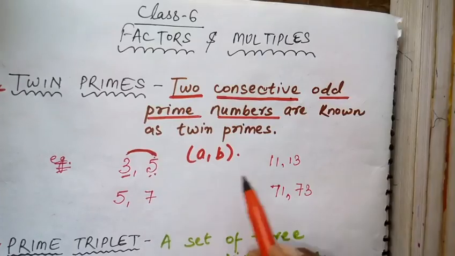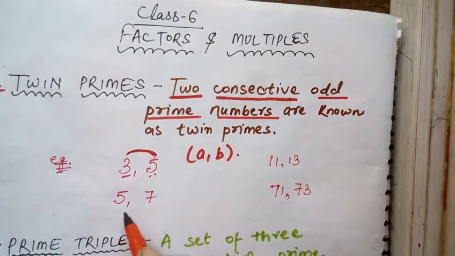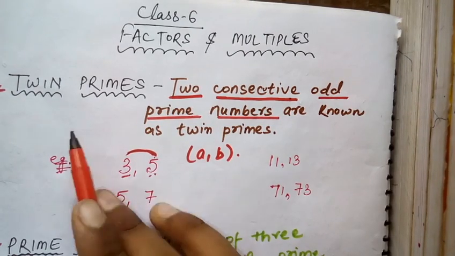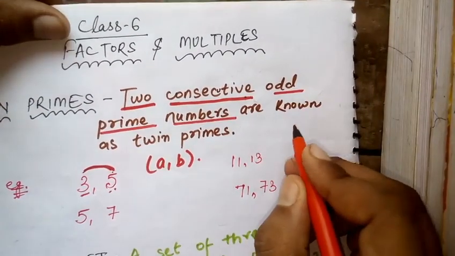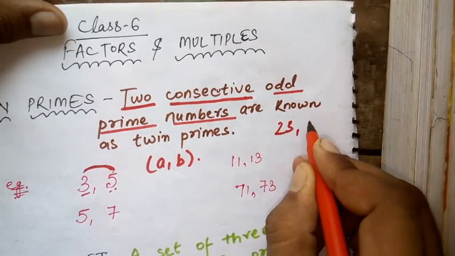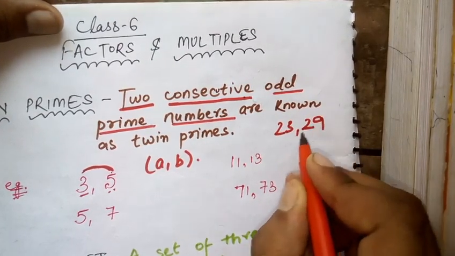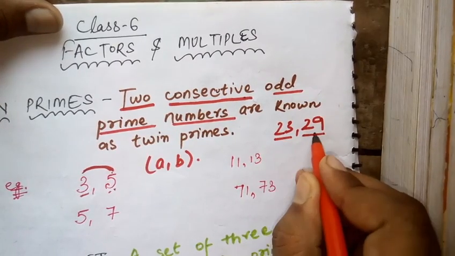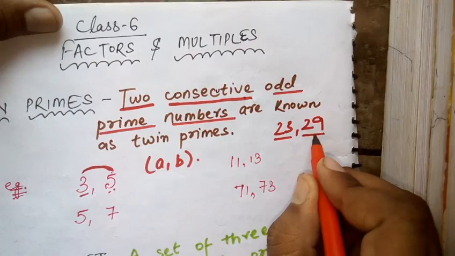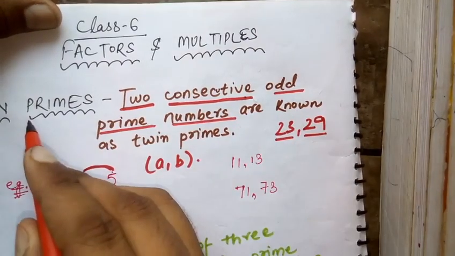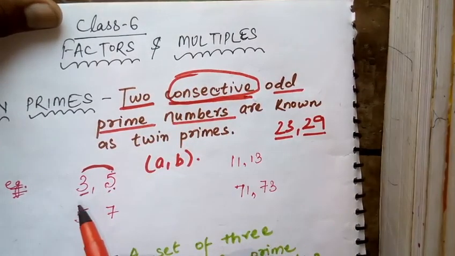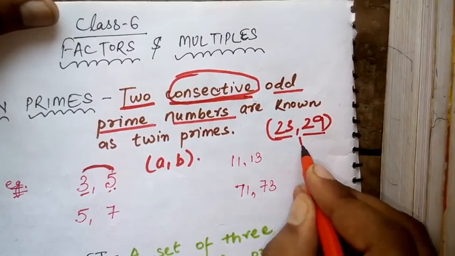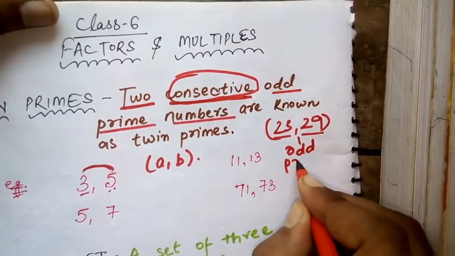Similarly 5 and 7, they both are consecutive odd numbers and also they are prime numbers, therefore they are regarded as twin primes. Suppose we are taking numbers like 23 and 29. They are also odd numbers and also prime numbers, but they are not regarded as twin primes because they are not consecutive. They are only regarded as odd primes.